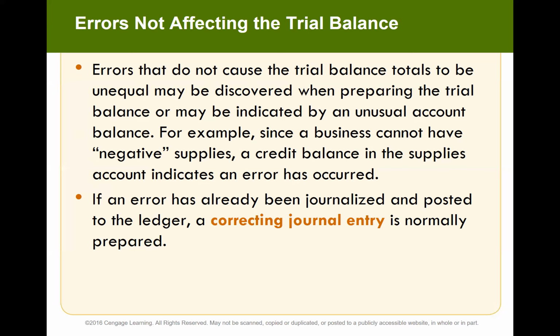If an error has already been journalized and posted to the ledger, then what you have to do to fix it is what we call a correcting journal entry. So we talked about revenues and expenses. Expenses are always going to be recorded with a debit. And I can never imagine a time when you're going to have to record a credit to an expense account unless you're doing a correcting journal entry. So in other words, maybe you recorded it to the wrong expense account. Maybe you put it to supplies and you meant to put it to utilities, et cetera. So then you would have to do a correcting journal entry.